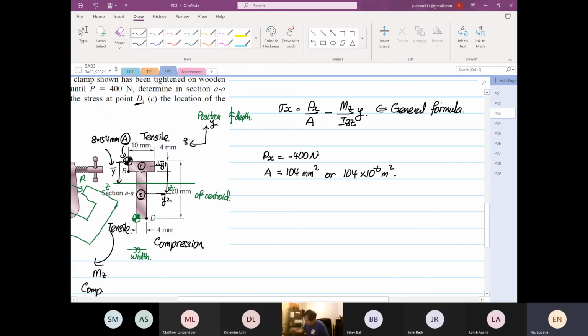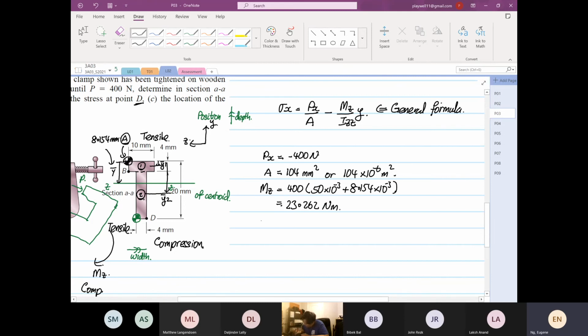So we also know our Mz is equal to P, so P is equal to 400 multiplied by 50 times 10 to the power minus 3 plus 8.154 times 10 to the power minus 3. Okay, so this will be equal to 50 times 10 to the power minus 3 plus 8.154 times 10 to the power minus 3, times 400, so it's equal to 23.262 Newton meter.